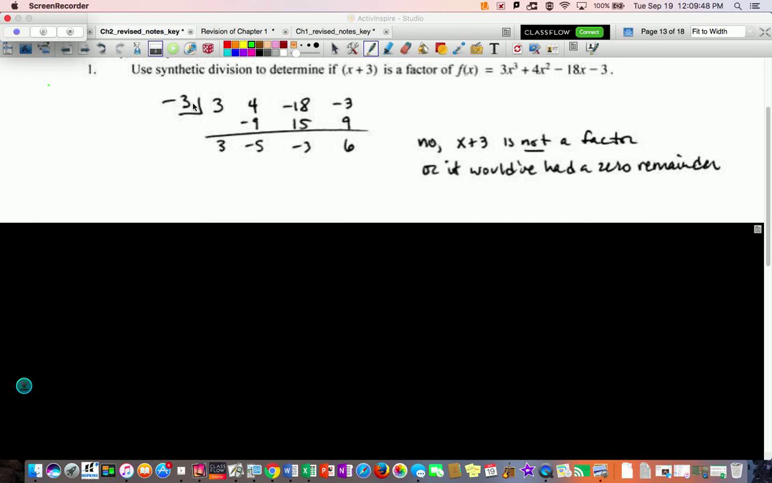So setting up synthetic division, depending on how you do it, you may have the box like this, but we ended up with a remainder of 6. So you put your coefficients across there. Remember, this is x plus 3, so that's the factor. The value is -3, should get a remainder of 6, so it is not a factor.